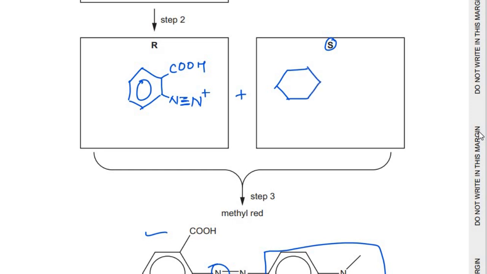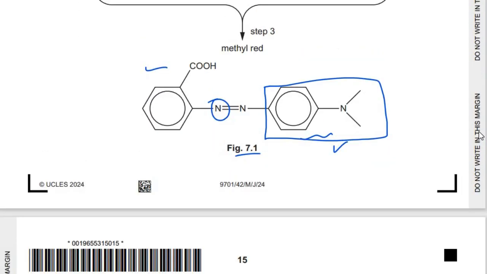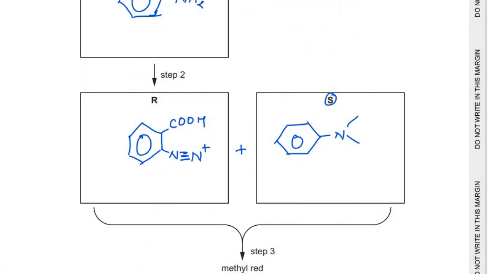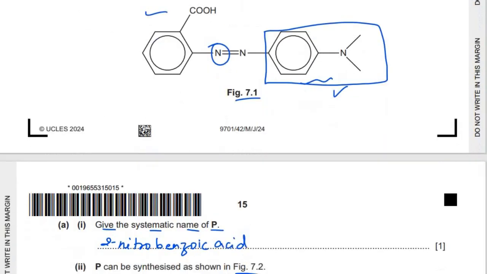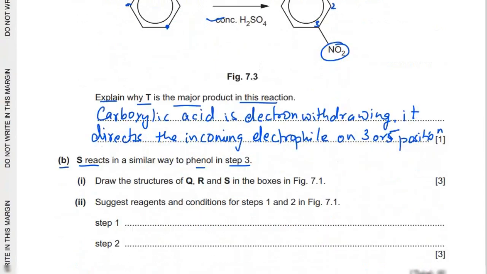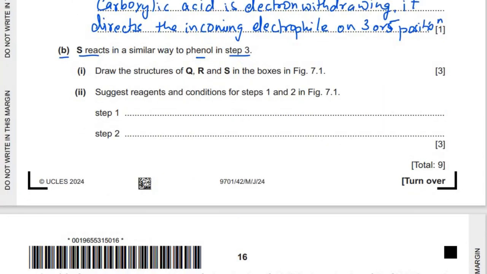This is S with a benzene ring. You can see here is an N group, methyl group, and there are two more methyl groups bonded to this. So this is how we are going to draw the S compound. You can see that the S compound bonds directly with the diazo group on the benzene. So this is how we are going to fill up P, Q, R and S structures in the boxes.